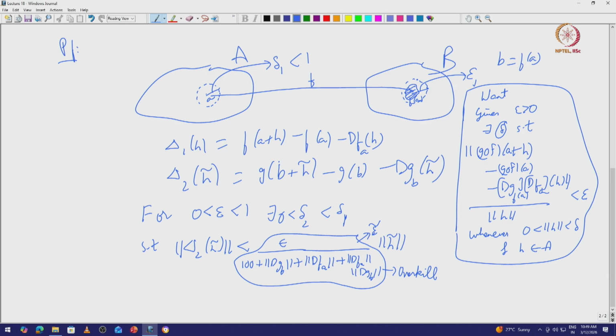Whenever, when does this happen? If norm h tilde is less than delta 2, right? So this is by definition of differentiability of G. By definition, the delta 2 of h tilde is less than whatever epsilon tilde you want times norm h tilde, provided norm h tilde is small enough. It's less than some delta, and you can choose the delta to be smaller than delta 1. If it's not already smaller, simply choose the minimum of delta 1 divided by 2 and the delta that you came up with. Okay.